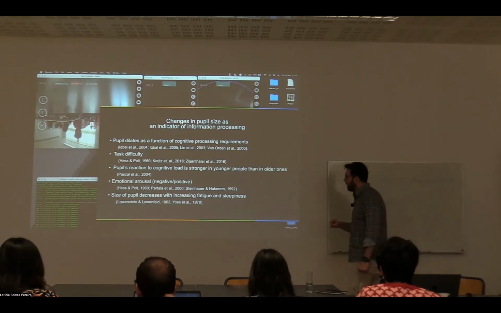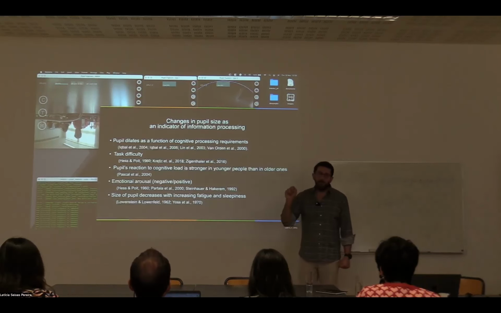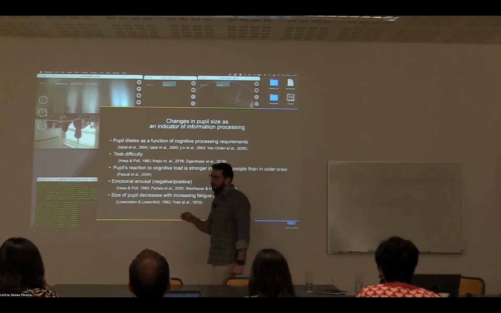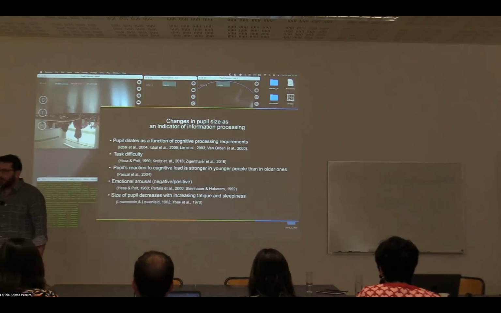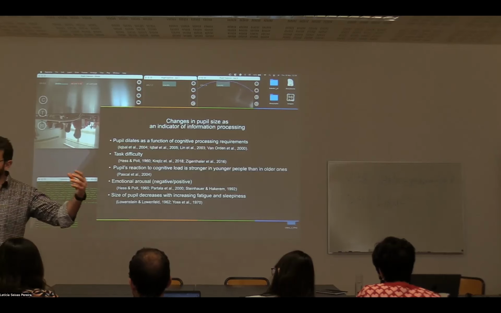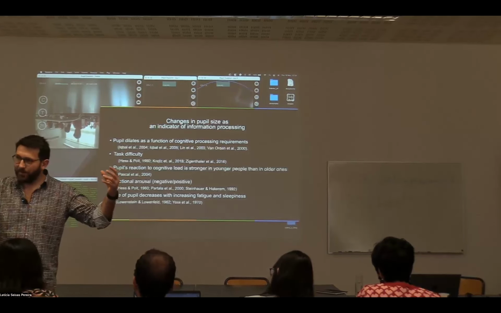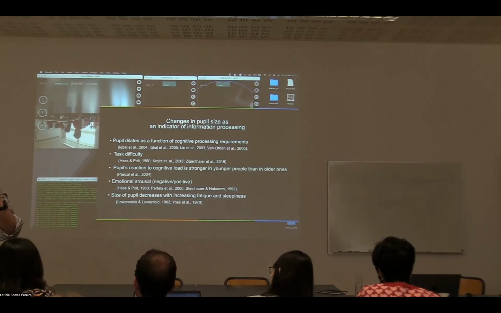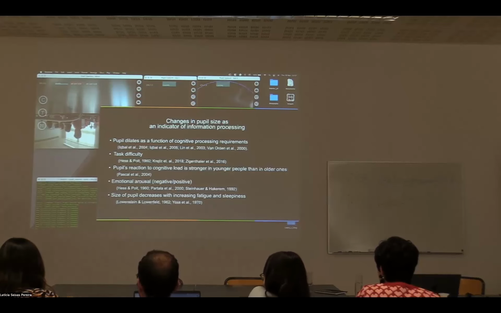Hess and Polt in the 60s gave their participants a mental arithmetic task. They noticed that the harder the task was, the wider the pupil size was on average. Like 2 by 2, no changes in the pupil. Like 17 by 17, it's getting larger. 148 by 150, how much is it? Anyway, I just wanted to not see a pupil size. It's getting even wider, right?